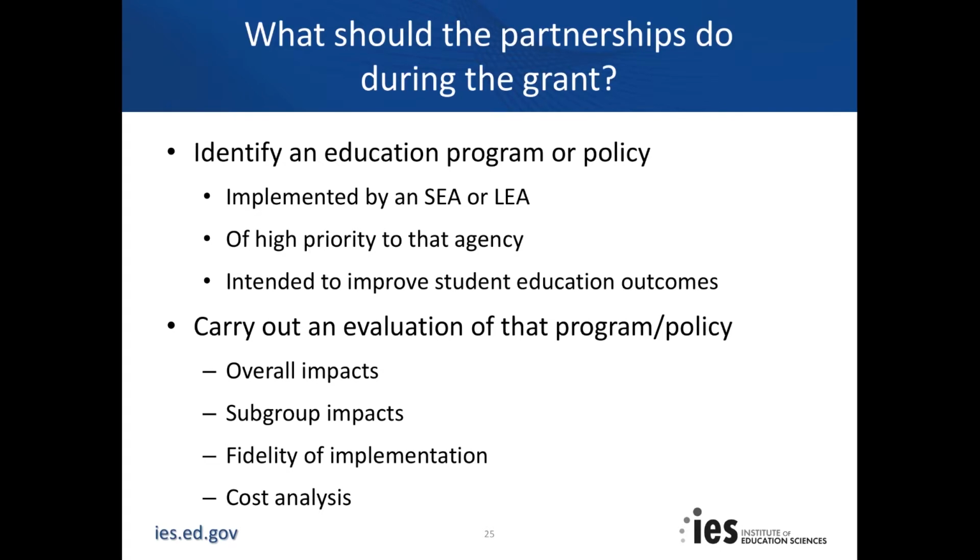So again, what the partnership is going to do during this grant program is identify the education program or policy of high priority to the agency that will or is intended to improve student education outcomes, and to evaluate its overall impacts on student outcomes, along with any intermediate impacts, as well as to evaluate impacts by important subgroups. Also, to look at the fidelity of implementation, which is often some of the most immediately useful information for the state or local education agency, as they are allowed to revise implementation, and to identify the cost of the programs.